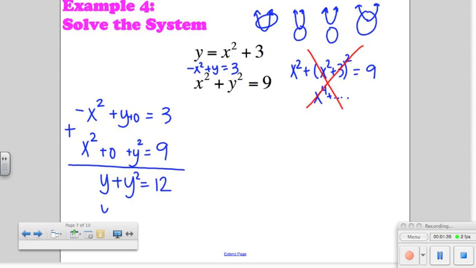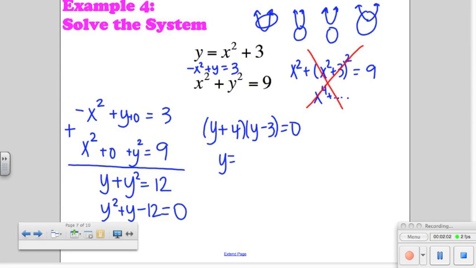And if I get everything to one side, and I'm just going to do a little reordering here, I get y squared plus y equals 12. Y squared plus y minus 12 equals 0. This is an easy factoring. I'm looking for 2 things to multiply to -12 and add to +1. So that's going to be plus 4 and minus 3. And we get 2 solutions for y.